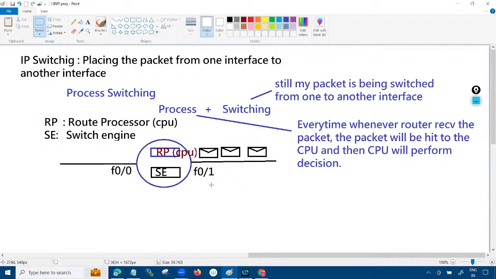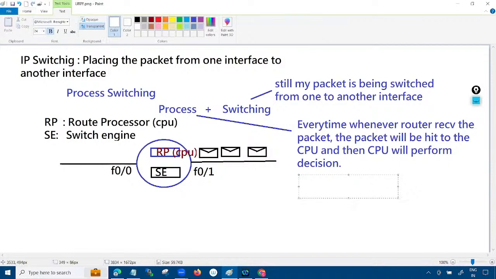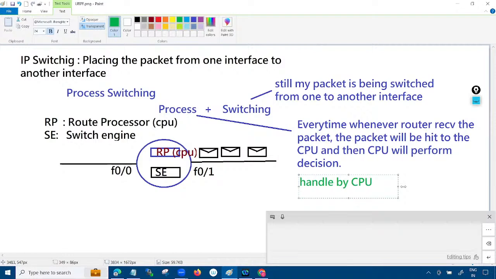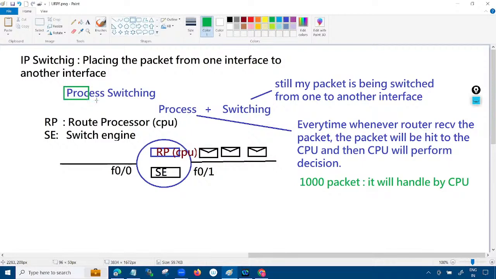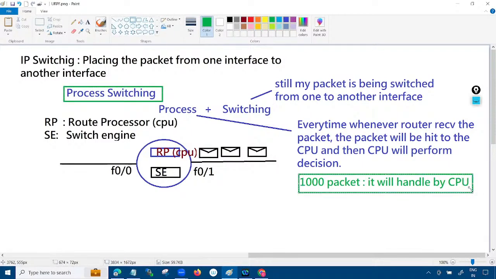Every time whenever you receive a packet, it has to be looked at by the RP and CPU. So it means that if you receive 1000 packets, all these 1000 packets will hit the CPU and be handled by the CPU. That's why it's called process switching, because in process switching, all the packets are handled by the CPU only. All the lookups are done by the CPU only.